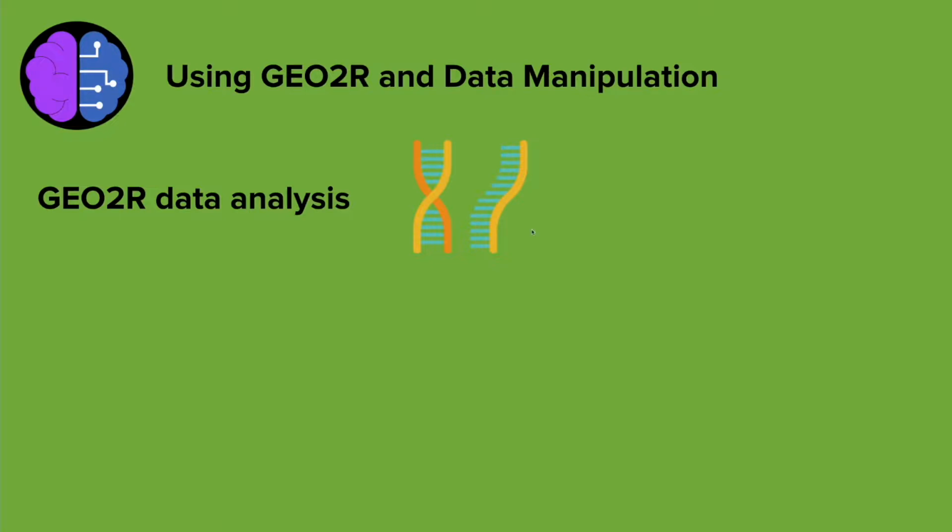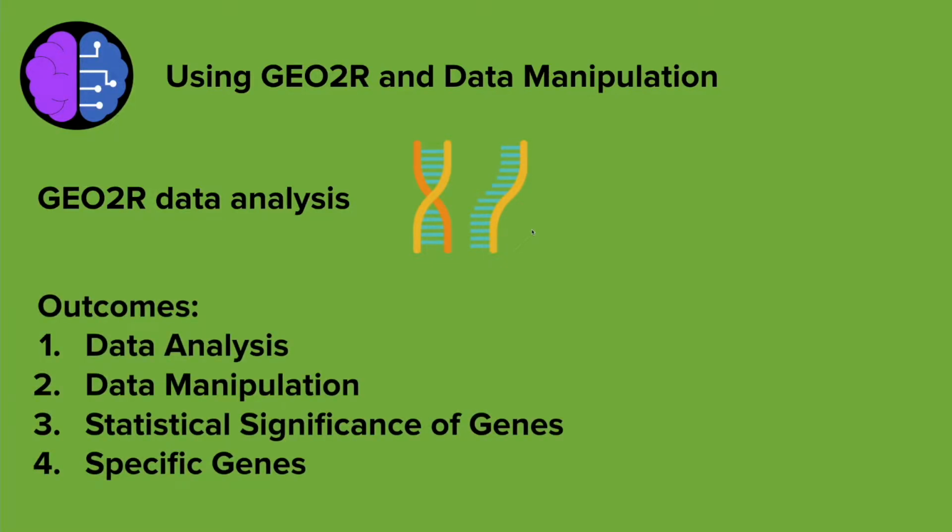Some of the major things that we will learn in this video include: number 1, data analysis; number 2, data manipulation; number 3, statistical significance in gene expression data; and finally number 4, we will hone down on key genes and establish our final dataset that we can use for our project. So without further ado, let's hop right back into our gene dataset.